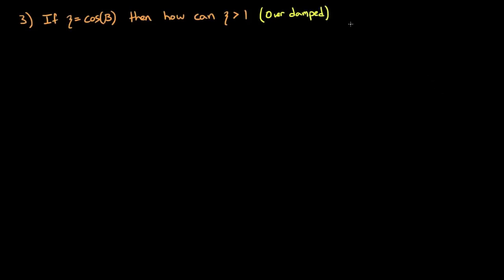Okay, thanks for sticking around for that long answer. And let's move on to the next question. I was asked, if the damping ratio is the cosine of beta, how can damping ratio be more than 1 without multiplying the cosine of beta with some constant?